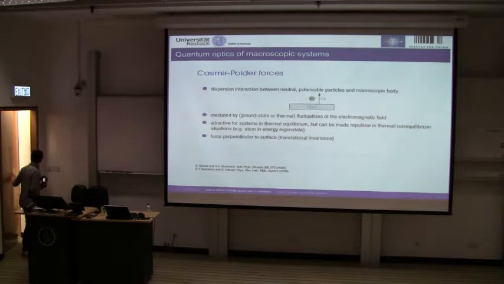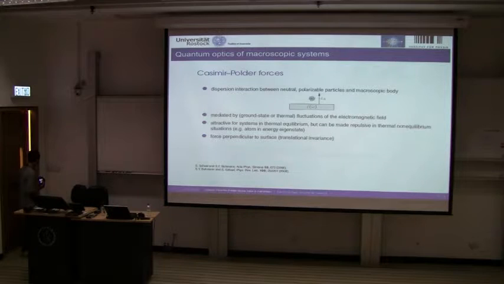So, I probably don't have to introduce what Casimir-Polder forces are, but I'll do it anyway. It's one particular type of dispersion interaction which we usually consider between a neutral polarizable particle, atom, molecule, whatever you like, described by some dielectric polarizability, and some macroscopic body, here sketched by a block of material with some permittivity epsilon. And of course, we all know it's mediated by either ground state or thermal fluctuations of the electromagnetic field. And it's typically attractive, or it's always attractive in thermal equilibrium.